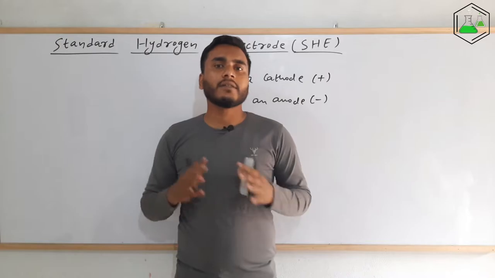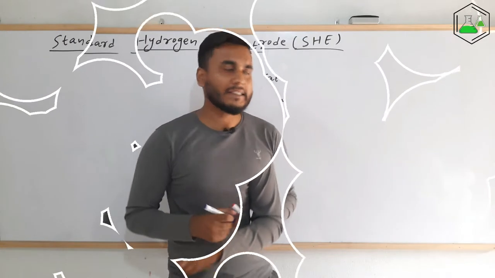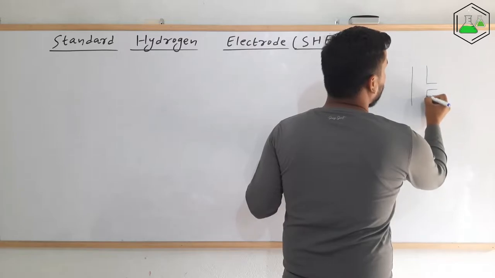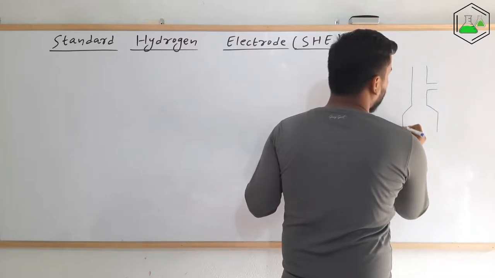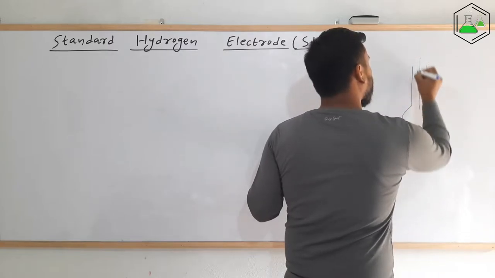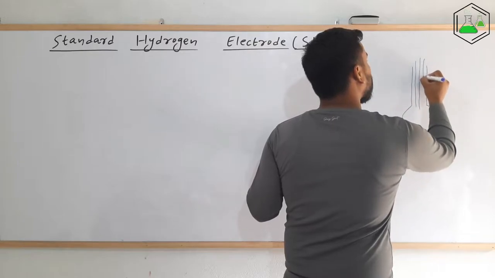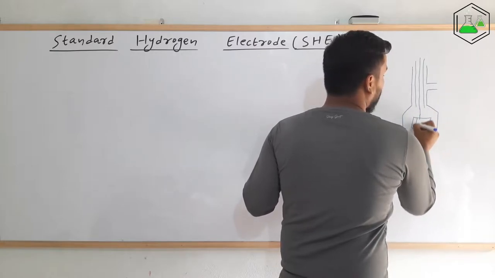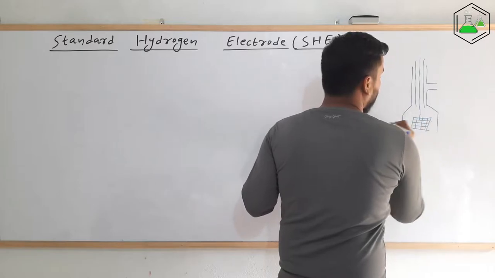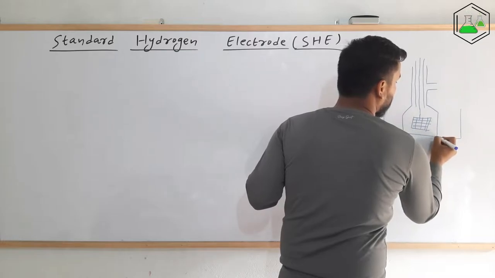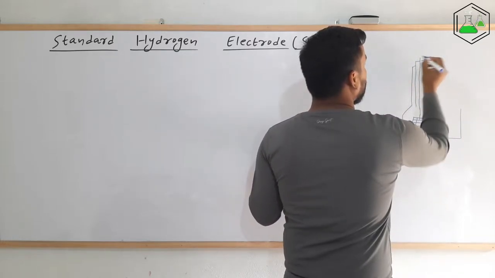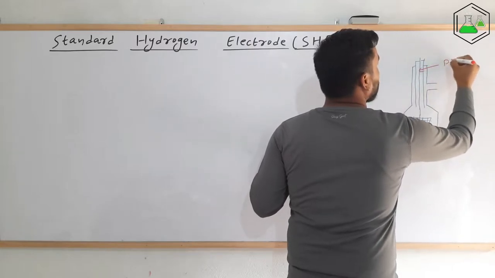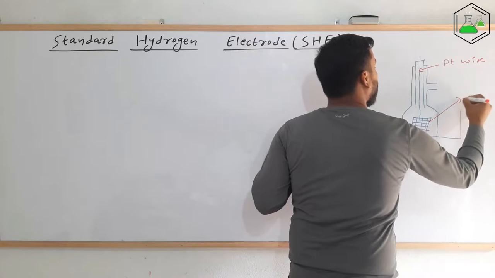First of all, let's see the construction and working of standard hydrogen electrode. A standard hydrogen electrode consists of a glass tube like this. See the diagram. This is a very important diagram. This is a glass tube and there is a platinum wire like this that is again enclosed in another glass tube. And this platinum wire is attached with a platinum foil. And this is all kept in a beaker. Now let me label it properly. This is the platinum wire. This is platinum foil.